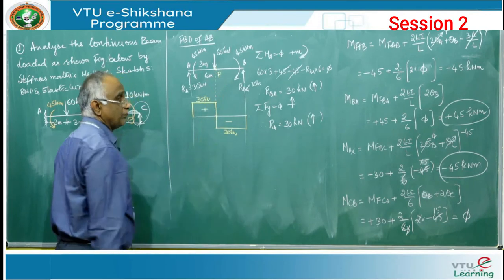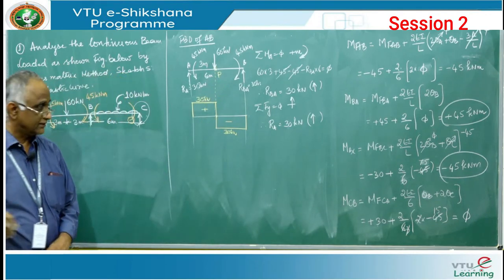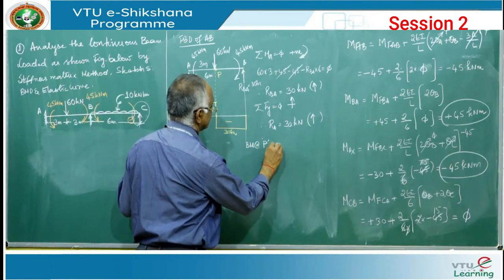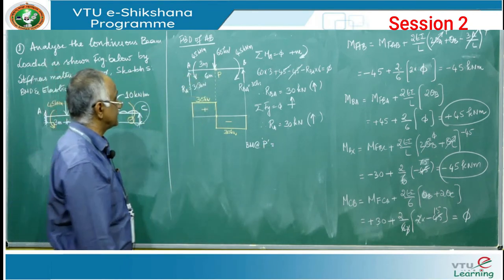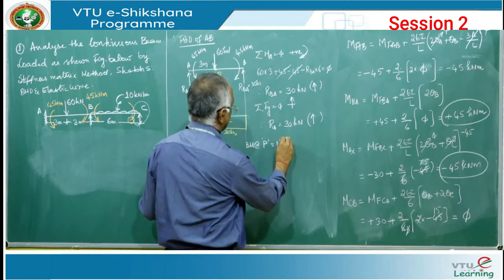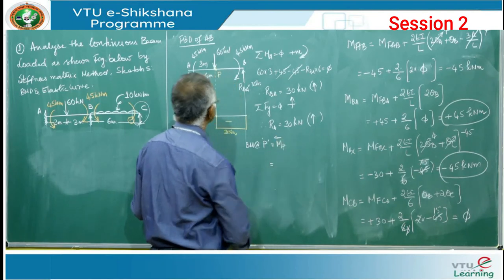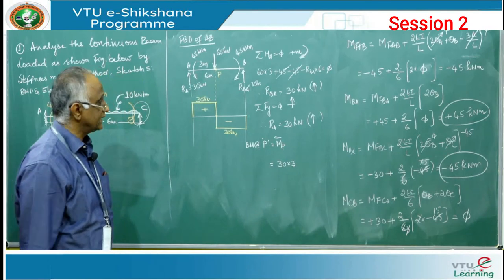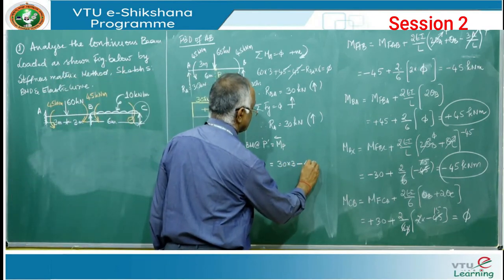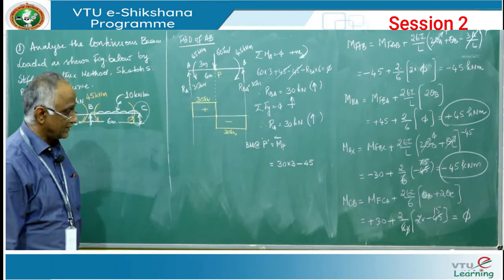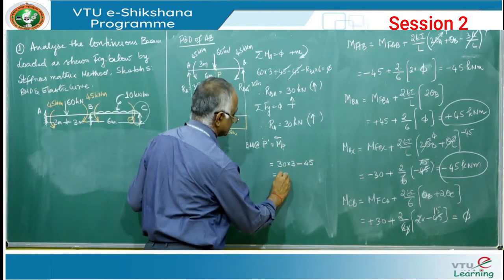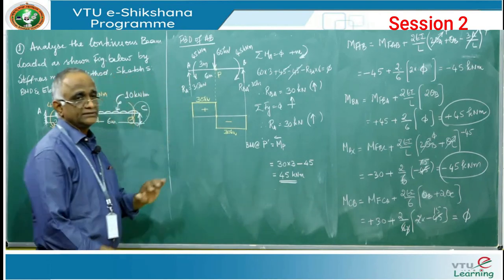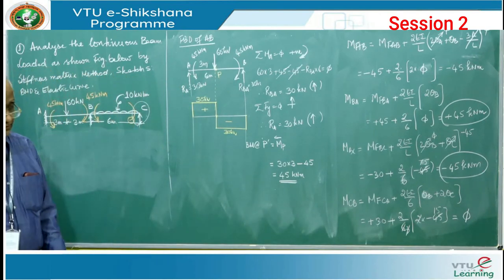Let me take this point as P. To sketch the bending moment diagram, we need this point. So let me calculate now. Bending moment at P, we know the direction already and the distance also from the supports, it is 3 meters. Either side you can take it. MP, let me take left or right. So it is 30 into 3, clockwise, positive bending moment, left hand side, minus 45, the moment acting at A, MAB. So 90 minus 45 is 45 kilonewton meter. So it will always be positive unless the loading directions are different.